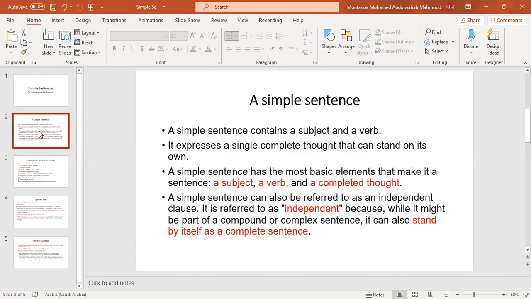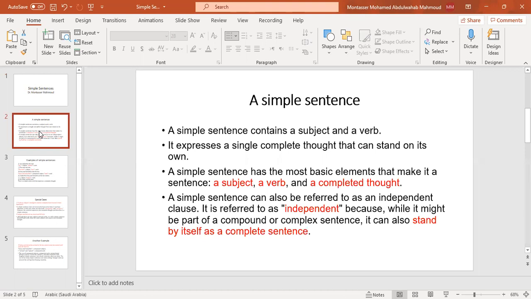A simple sentence, in a very simple way, contains a subject and a verb. So any simple sentence should contain a subject and a verb. It expresses a single complete thought that can stand on its own.